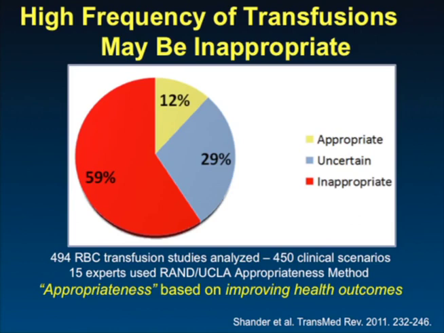And then using the RAND/UCLA Delphi methodology, which is a consensus process where disagreement can actually be managed rather than completely reducing everything to the lowest common denominator. There were 450 clinical scenarios where hospitalized patients get transfused, and none of those include hemorrhage.